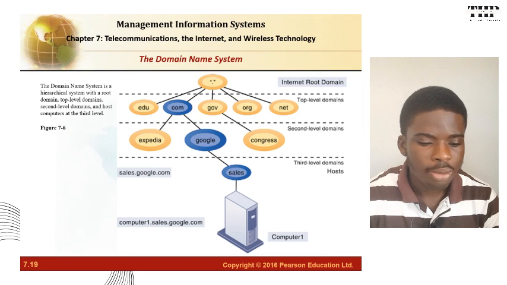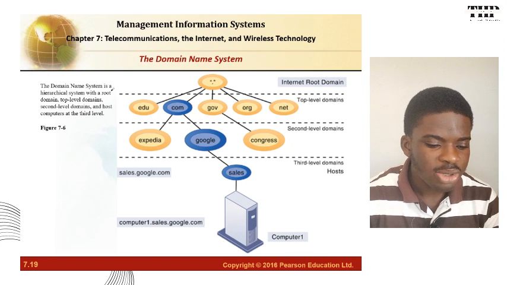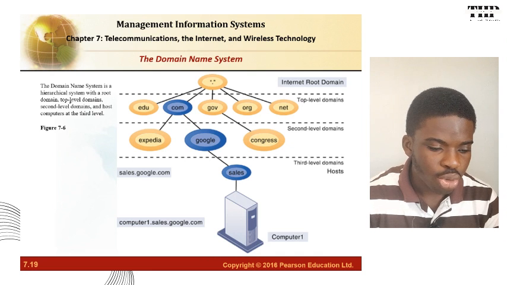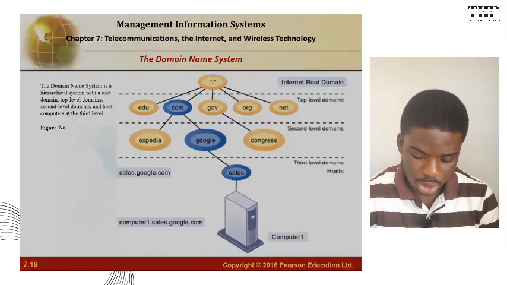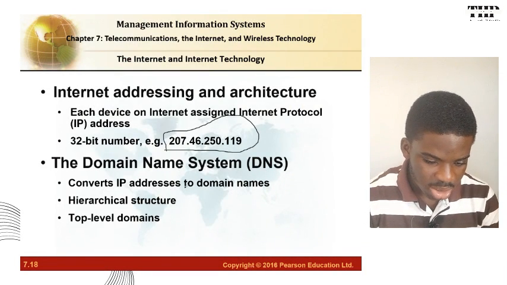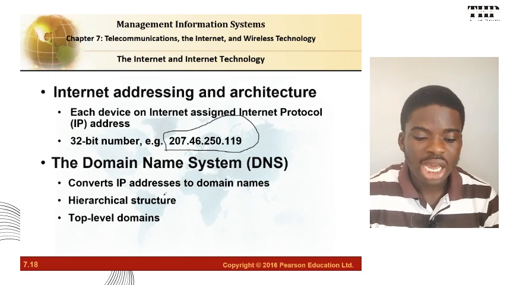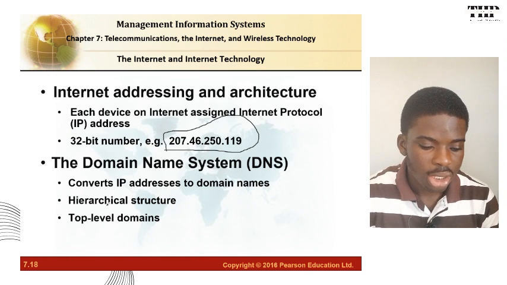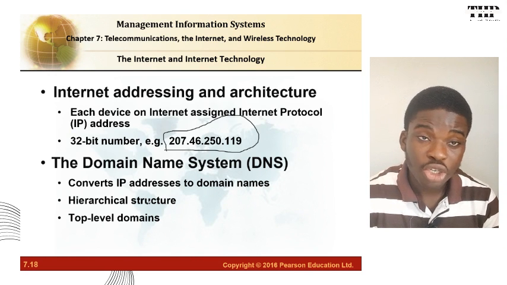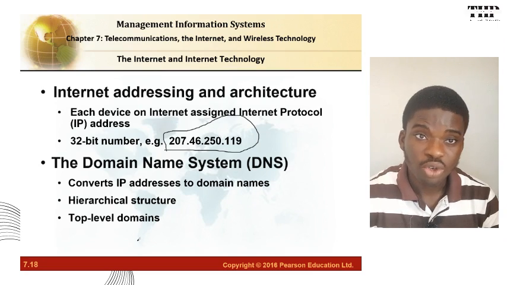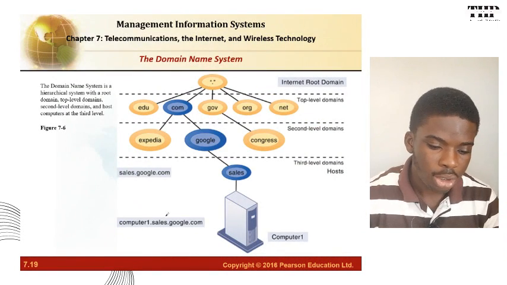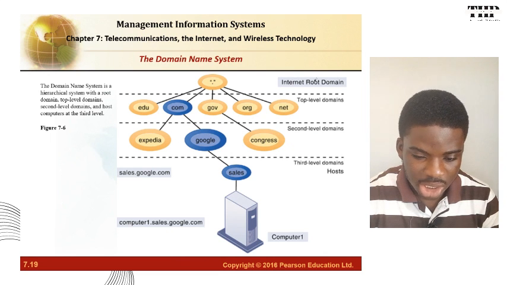The domain name system is a hierarchical system with a root domain, top level domains, second level domains, and host computers at the third level, right? So this is what we're talking about, where the domain system converts the IP addresses to domain names. That's a hierarchical structure. There are top level domains, and apparently also second level domains and host computers. So this is the internet root domain.